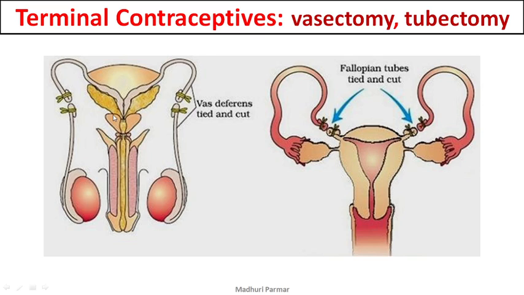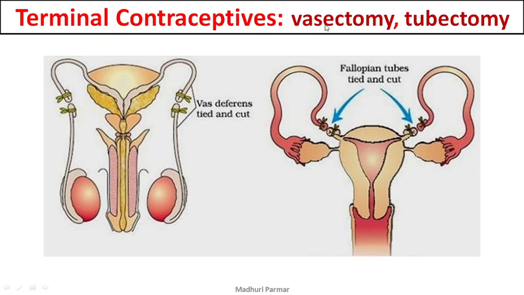That was all about temporary contraceptives. The second part is terminal contraceptive. In terminal contraceptive, terminal means end. So this is the last resort type. In this you have two varieties. You can either have vasectomy or tubectomy.